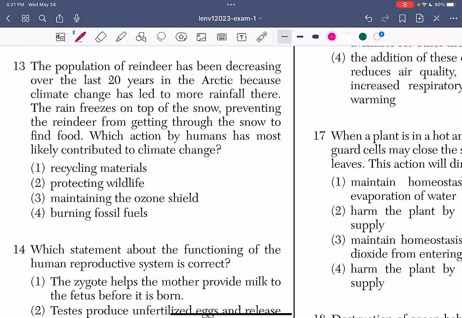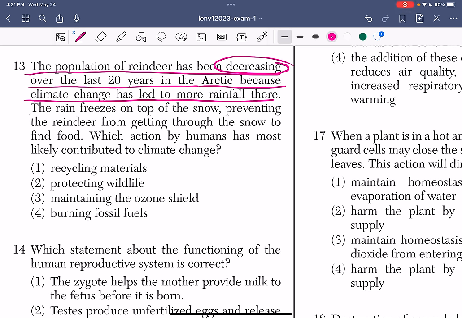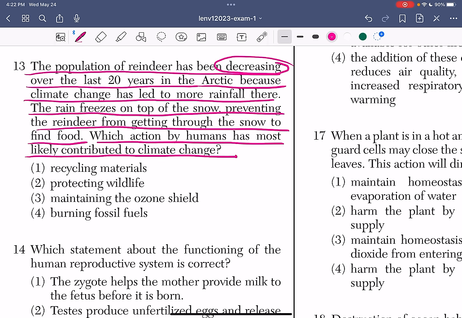See number 13. The population of reindeer has been decreasing over the last 20 years. So decreasing. In the Arctic, because climate change has led to more rainfall there. The rain freezes on top of the snow, preventing the reindeer from getting through the snow to find food. Which action by humans has most likely contributed to climate change? Wow! Spoke all about the reindeer, but who cares about the reindeer because they're asking about human activity causing climate change, okay? I hate these questions, but you know what? It is what it is.